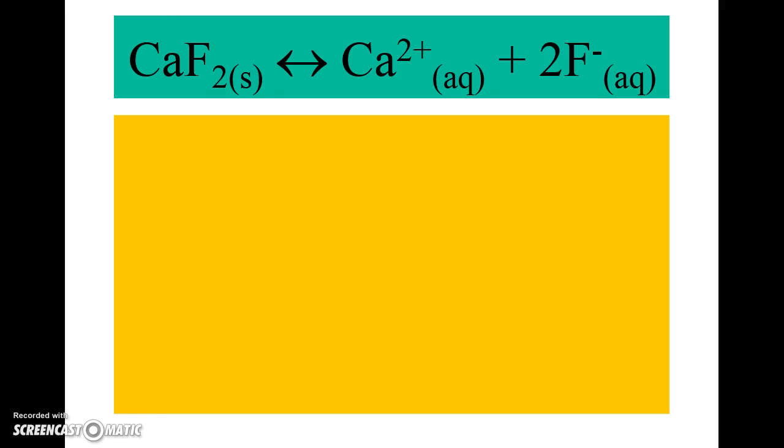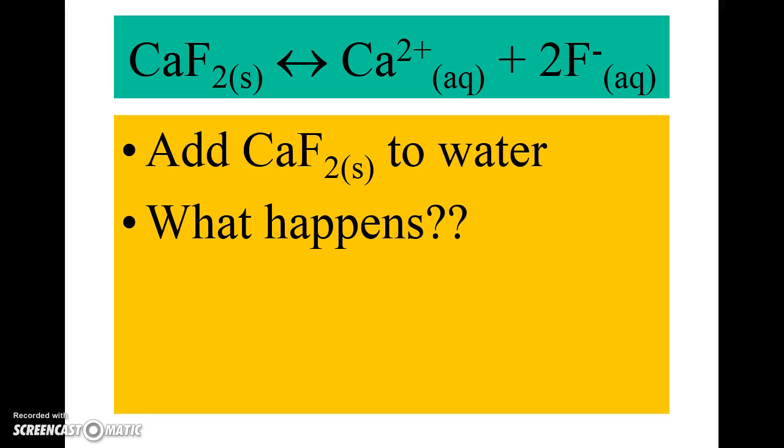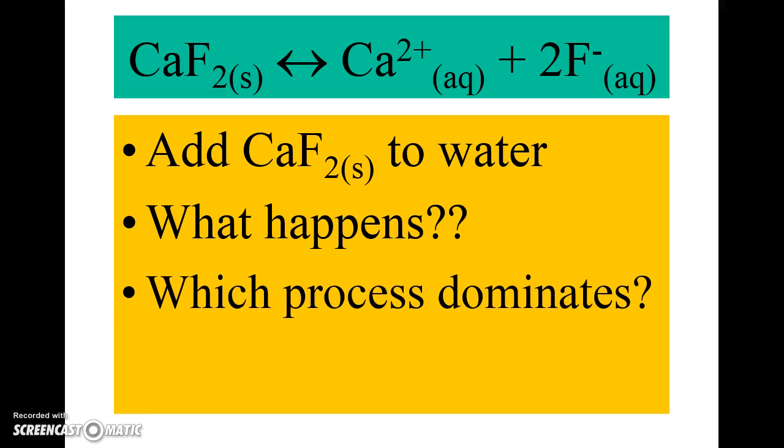If we're looking at this reaction with calcium fluoride dissolving, we're adding calcium fluoride to the water. It's a solid. And what happens? Well, it dissolves. And by dissolving, it breaks apart into two pieces, calcium ions and fluoride ions. Which process dominates? Initially we just have water and we add the calcium fluoride, so initially this forward reaction dominates because I don't have any of these in solution. So many will break apart.